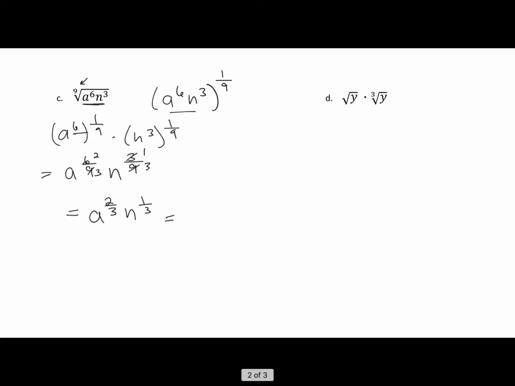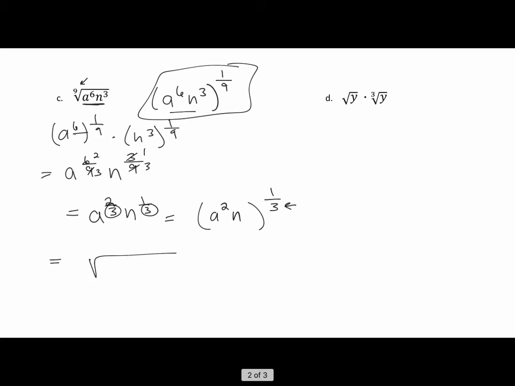So I need to go back to where these had the same exponent. Okay, so notice they do have that same denominator of 3, so let's use that. And then the numerator stays with them, so a squared and n to the 1. Now I can force that back into a radical with the index, which is 3, and the radicand is a squared n. So that's our simplified single radical.